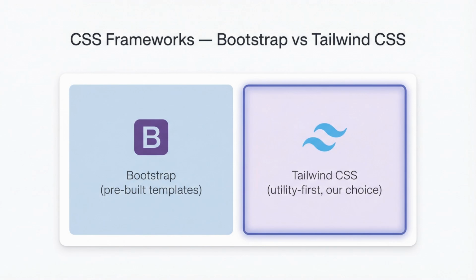On the styling side, the instructor mentions 2 CSS frameworks. Bootstrap uses pre-built component templates. You pick a template and customize it. Tailwind CSS, which is what this course will use, is utility first. You build designs by composing small utility classes directly in your HTML. The course will primarily use Tailwind.